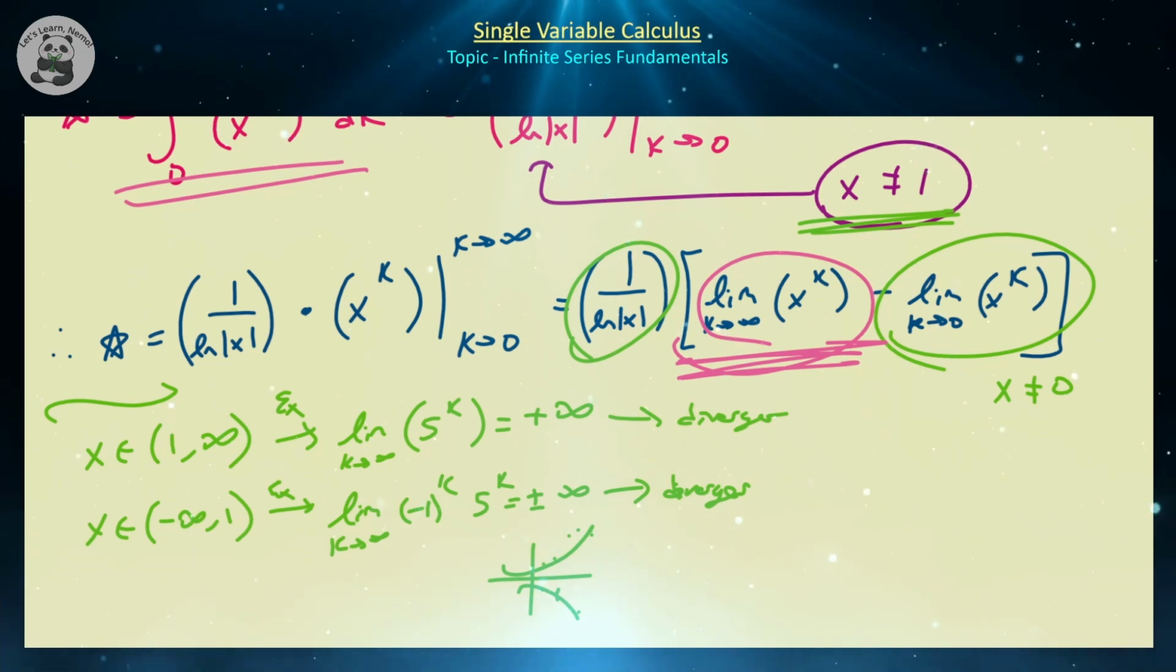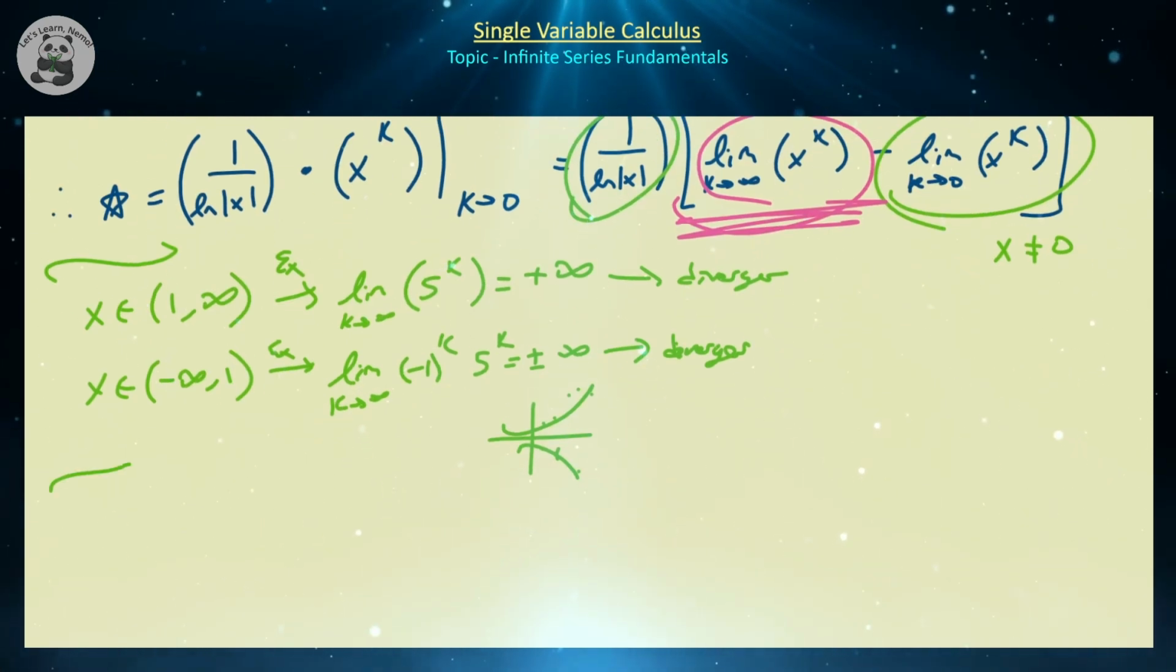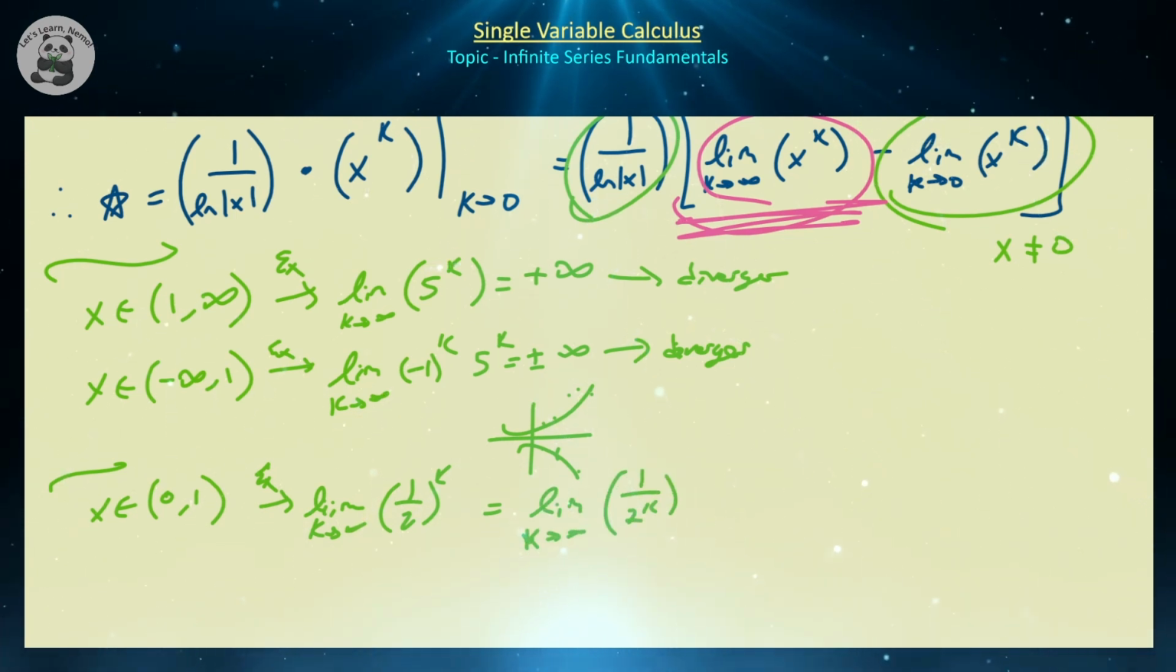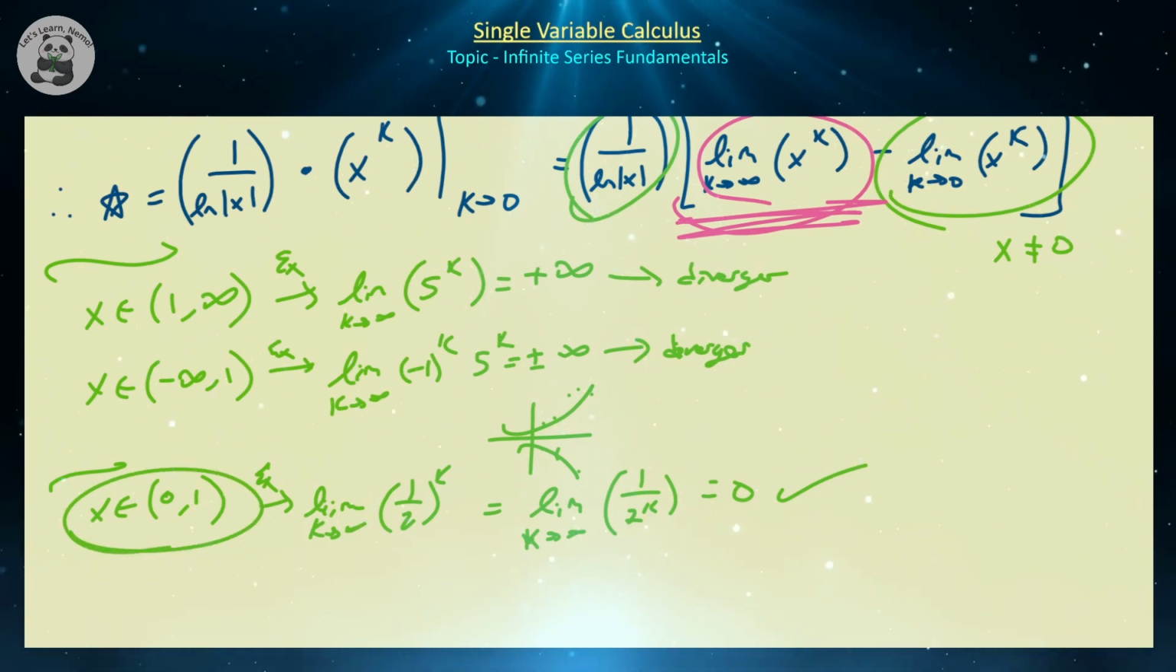So that only leaves the other cases. For example, when x belongs to the interval 0 to 1, then we have, as an example, the limit as k goes to infinity of, say, 1/2 to the power of k. Well, that's just going to be equal to the limit as k goes to infinity of 1 over 2 to the power of k, and we know that constants don't overtake exponentials, so that obviously goes to 0, which means that that integral converges, which means it converges the associated series for 0 to 1.